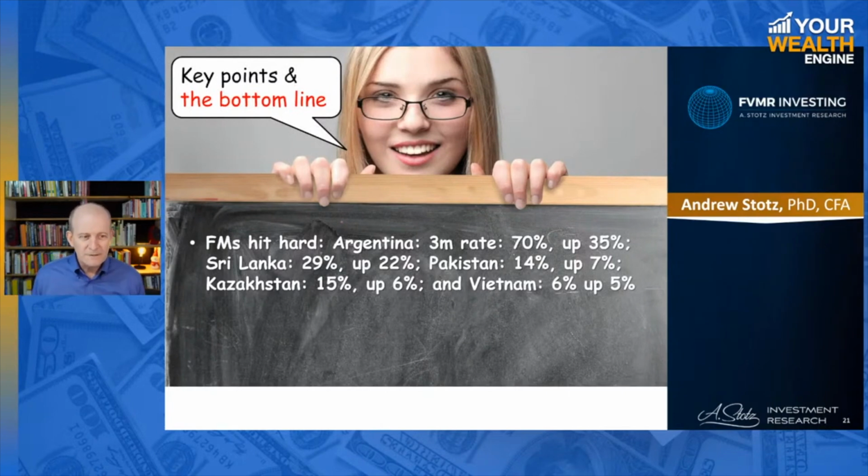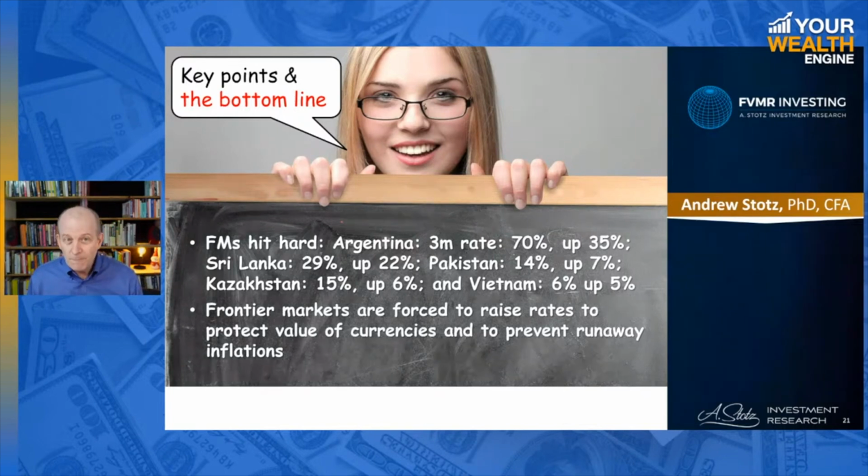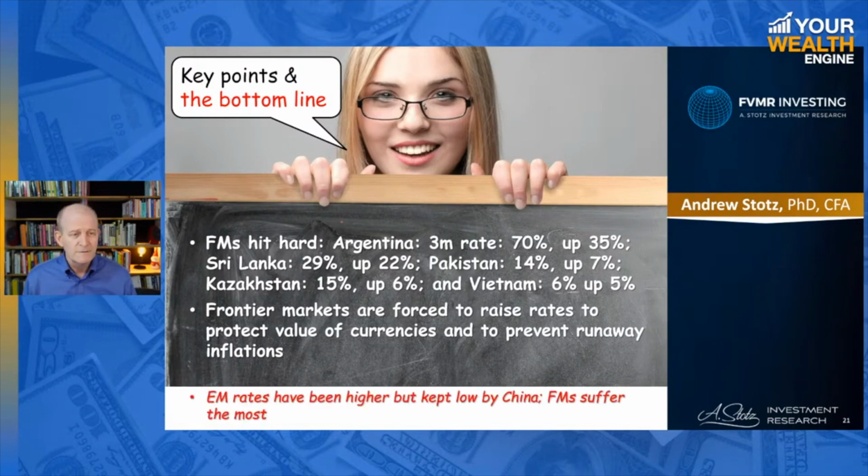Now, frontier markets are hit hard. We saw Argentina, 3-month rate was at 30%, which is up 35%. Sri Lanka was at 29% for the short-term government bond rate. It's up 22%. Pakistan was at 14%. It's up 7%. Kazakhstan at 15%, which was up 6%. And Vietnam is at 6%, up from 1 by 5 percentage points. Frontier markets are forced to raise rates to protect value of currencies and to prevent runaway inflation. Bottom line, emerging market rates have been higher, but kept low by China, and frontier markets suffer the most.